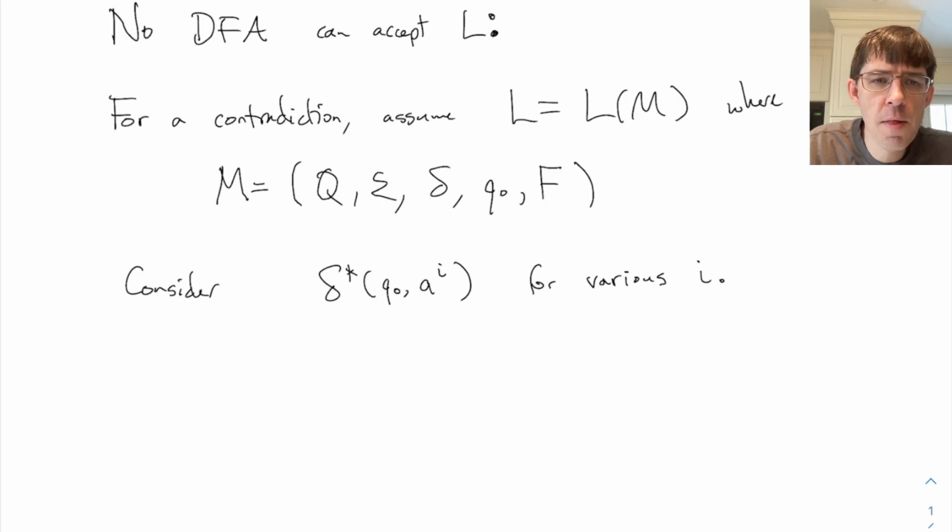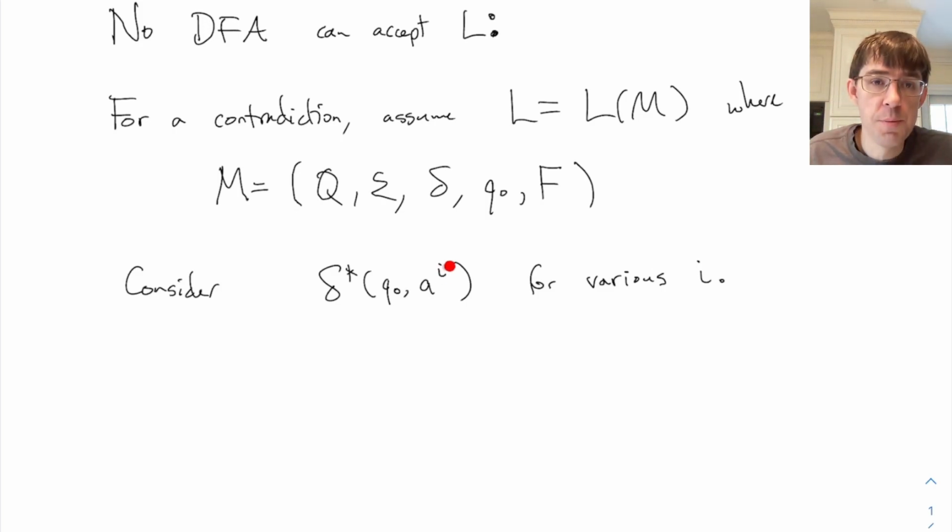Consider all things like this. For various choices of that exponent I, where does the machine end up after you do a bunch of A's? It ends up somewhere after you do no A's. After you do just one A, where does it end up? After you do two A's, where does it end up? This is what I want to consider: the states that it makes it to after reading a certain number of only A's.